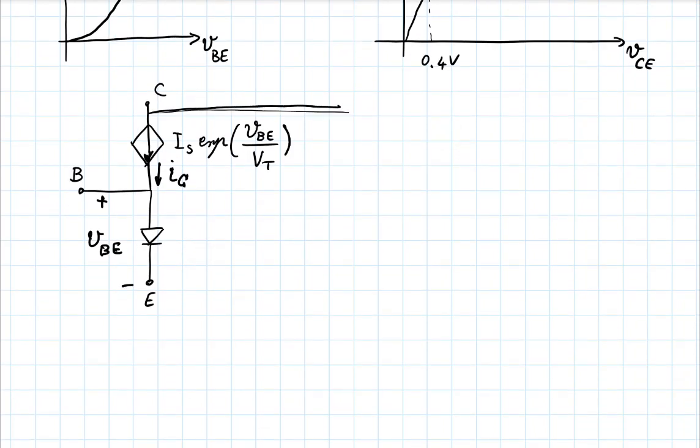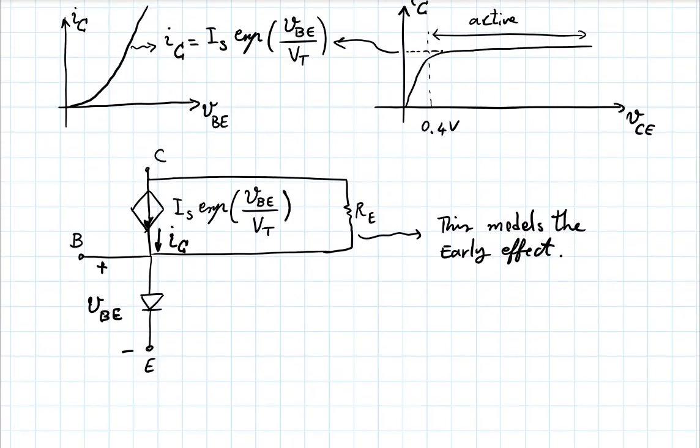All I have to do is to add some resistor here to model the early effect. So if you look at this now, the total collector current is not this, but it's here. Maybe I need to connect this here. And this is my collector current. The total collector current is not only that exponential that depends only on VBE, but it's also the current going through that resistor, which depends on VCE.